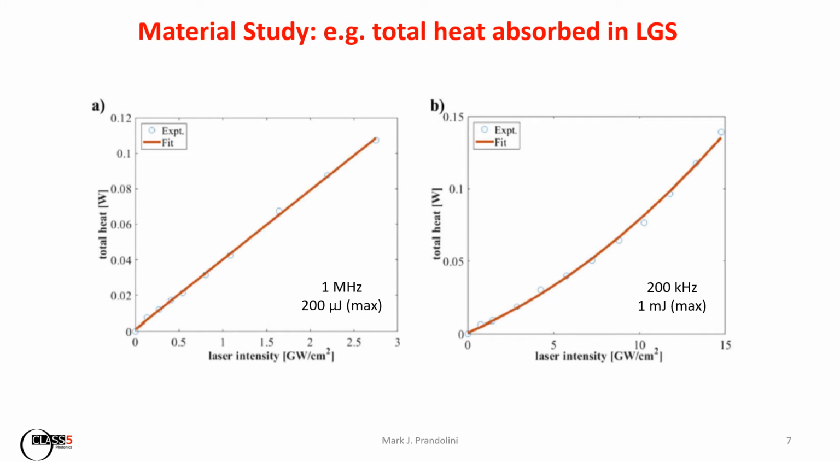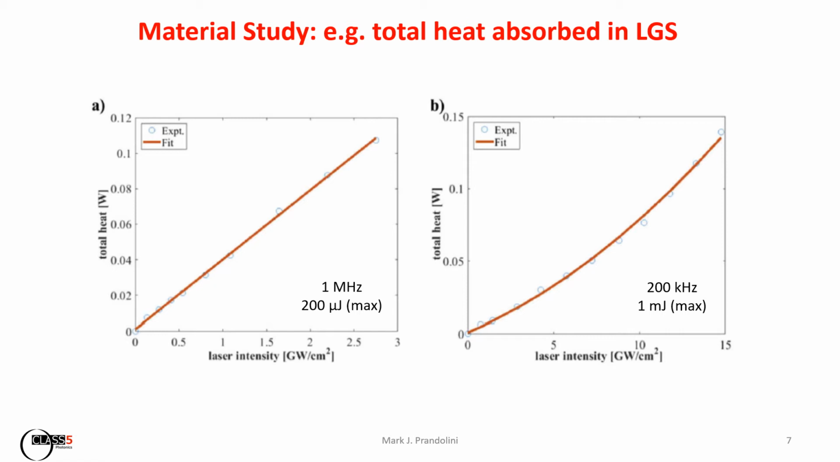Using the thermal camera, it was possible to determine the total heat absorbed in the various crystals. The example shown here is of LGS. So for the first case, A, we set the laser at 1 megahertz, therefore reducing the pulse energy for each pulse, and ramped the laser from 0 to 200 watts. The response of this particular crystal was linear, and therefore we could determine the linear absorption.